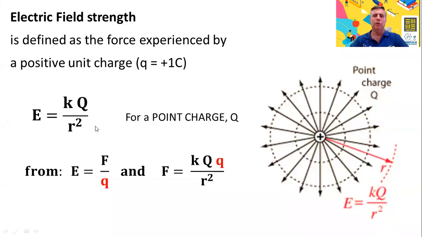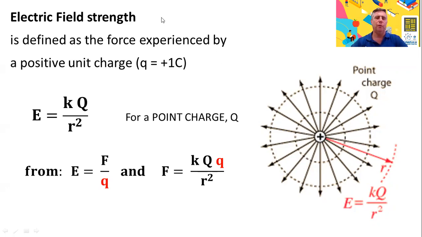So looking at the equations, if we have a point charge Q and we use a big Q for that, and we go a distance d away from it, then the electric field strength is K, Coulomb's constant, times Q, that point charge, over r squared. Please notice this only applies to a point charge. If it's an extended charge or a metal plate, then the electric field will be more complicated.